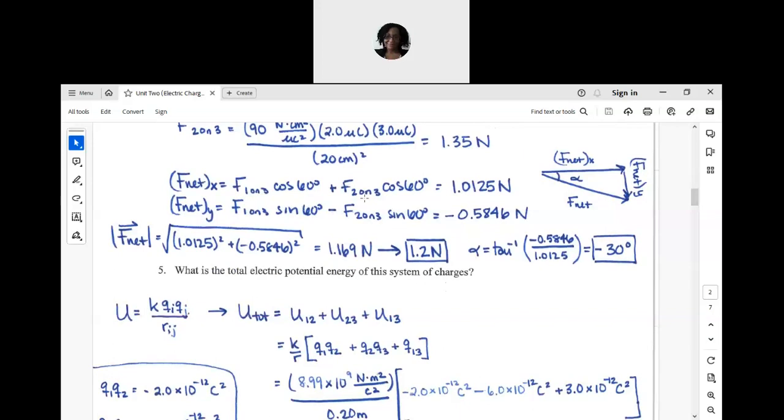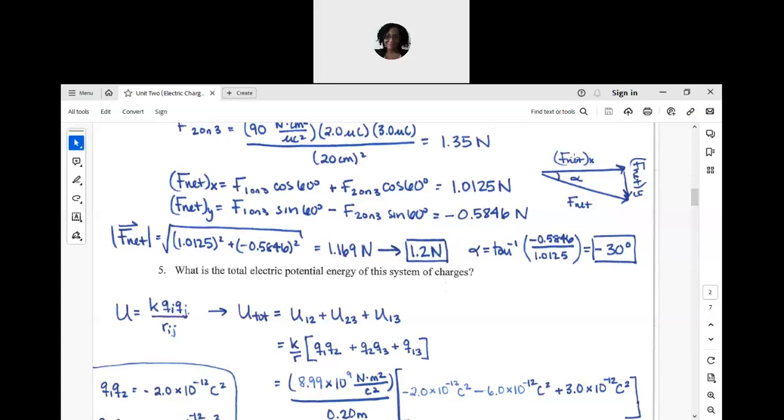And one of my y components, F2 on 3, is going to be a negative, so I have to treat that as a negative. And I end up with F net x and F net y. I can combine those to find the magnitude of that vector. I get something that rounds to 1.2 newtons.